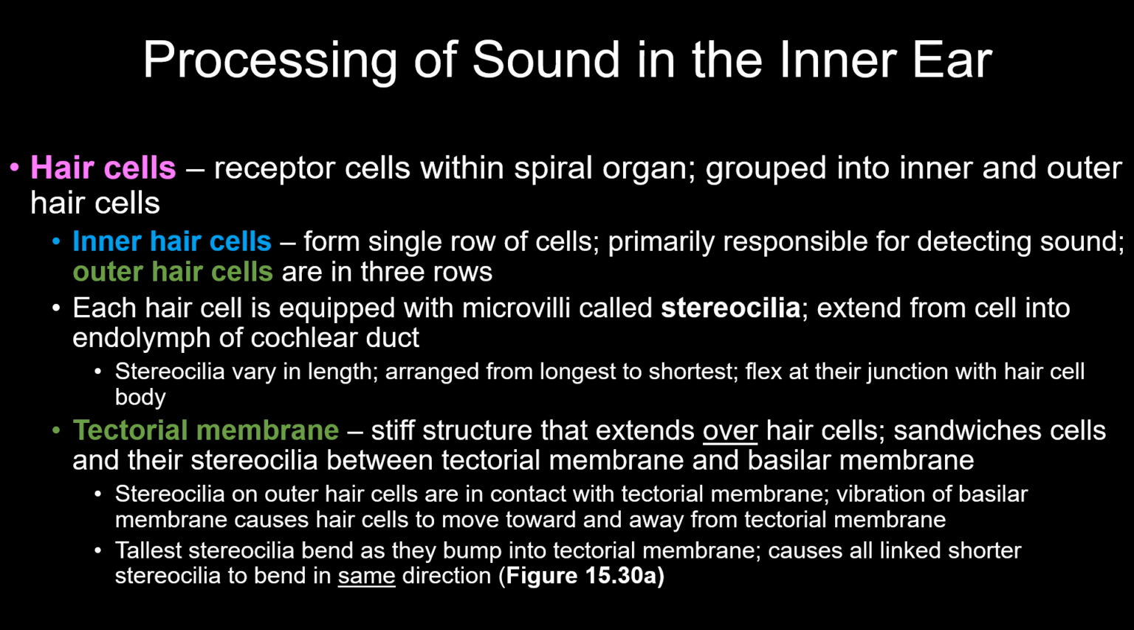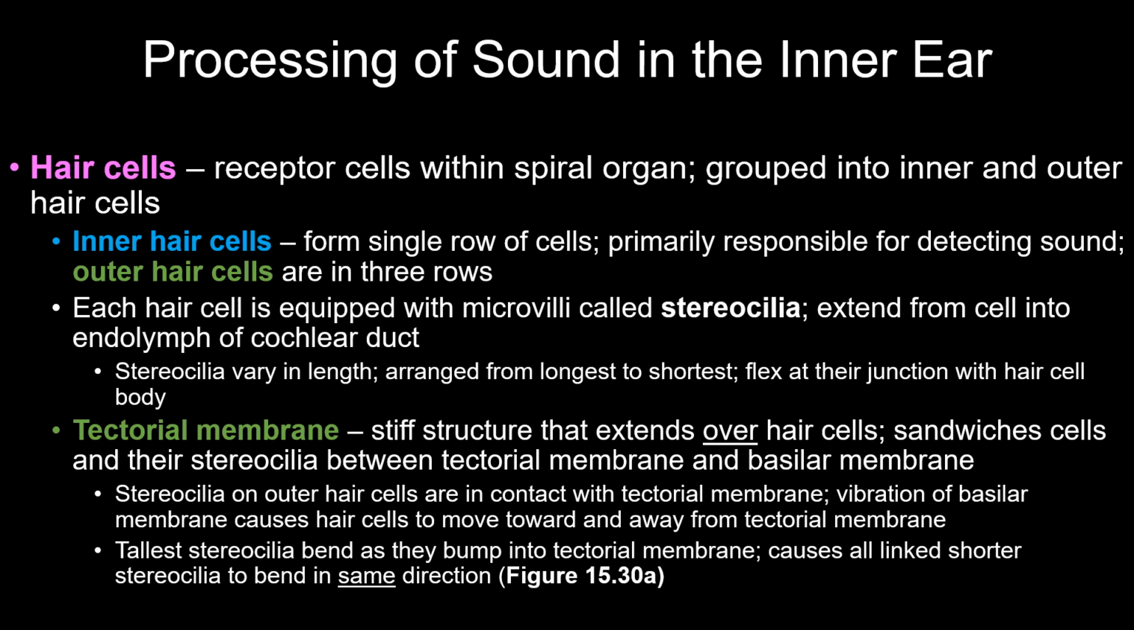This spiral organ contains receptor cells called hair cells. Inner hair cells are grouped into a single row. Outer hair cells are grouped into 3 rows. There are 3,500 inner hair cells, and these are your primary detection cells for sound.